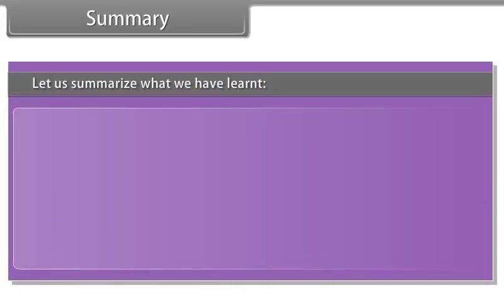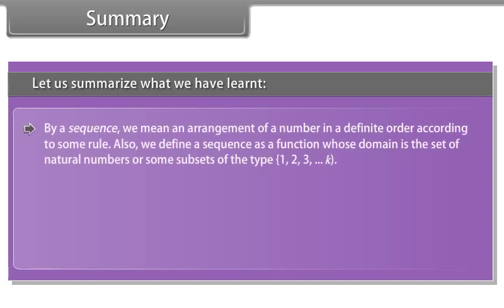Summary. Let us summarize what we have learnt. By a sequence, we mean an arrangement of numbers in a definite order according to some rule. Also, we define a sequence as a function whose domain is the set of natural numbers or some subsets of the type 1, 2, 3 up to k.